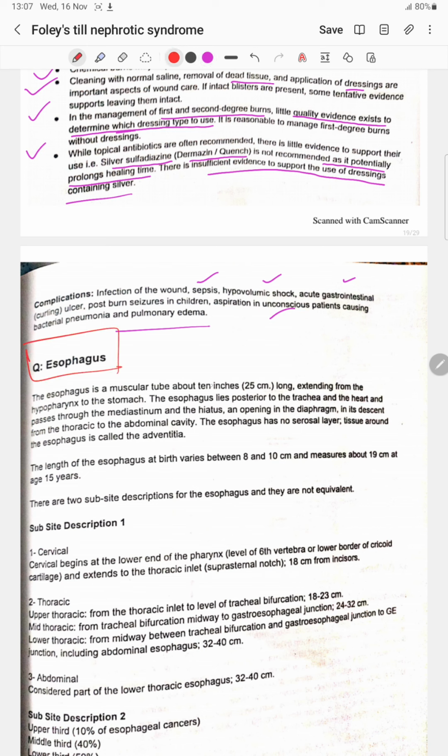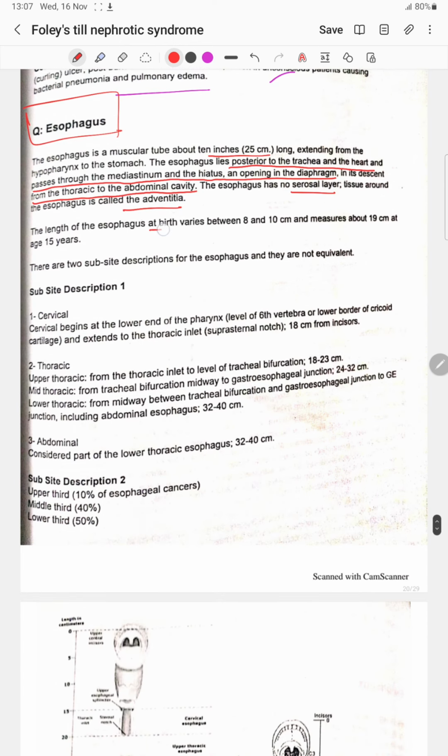The esophagus is a muscular tube about 10 inches, 25 centimeters long, extending from the hypopharynx to the stomach. The esophagus lies posterior to the trachea and the heart, and passes through the mediastinum and the hiatus, an opening in the diaphragm. In its descent it passes from the thoracic to the abdominal cavity. The esophagus has no serosal layer. Tissue around the esophagus is called the adventitia. The length of the esophagus at birth varies from 8 to 10 centimeters and measures about 19 centimeters at the age of 15 years.